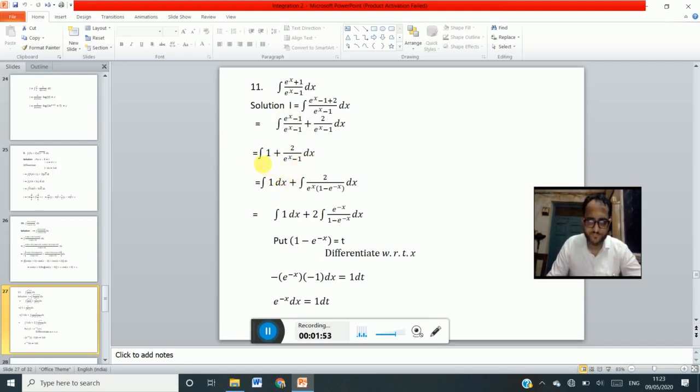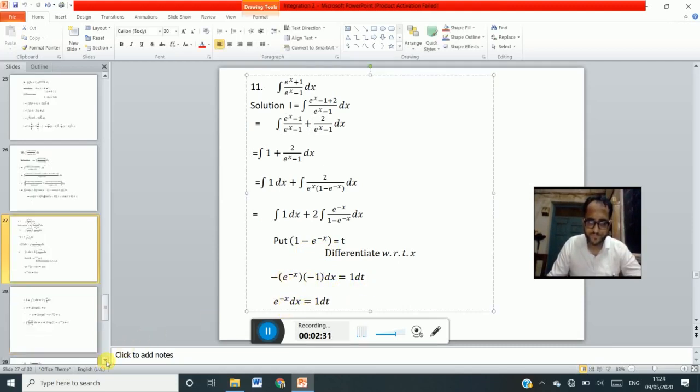Then separate the integration: integration of 1 dx plus integration of 2 upon (e^x - 1). Take e^x common here, we get 1 minus e^(-x) dx, right? And this 2 is constant, remaining is e^(-x). How is it obtained? 1 upon e^x means e^(-x), and if we put 1 - e^(-x) equals t, the derivative of this is minus e^(-x) into minus 1 dx equals dt, right? Minus minus is plus, so e^(-x) dx equals dt, right?